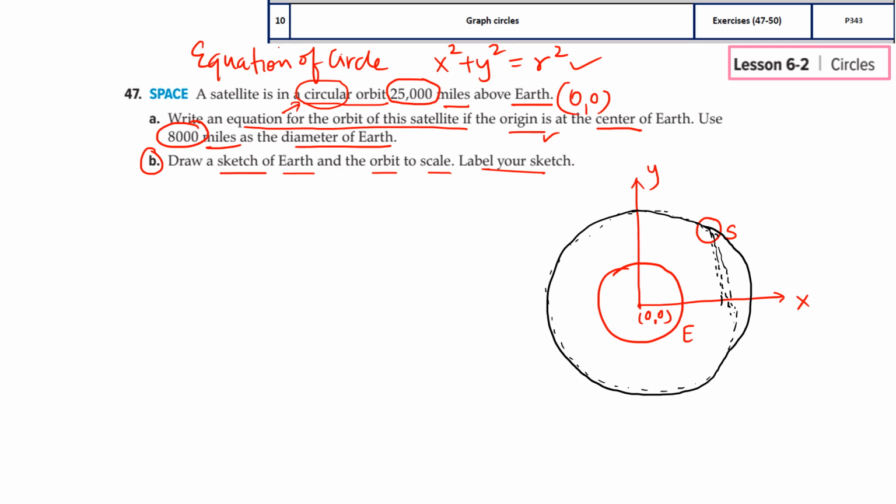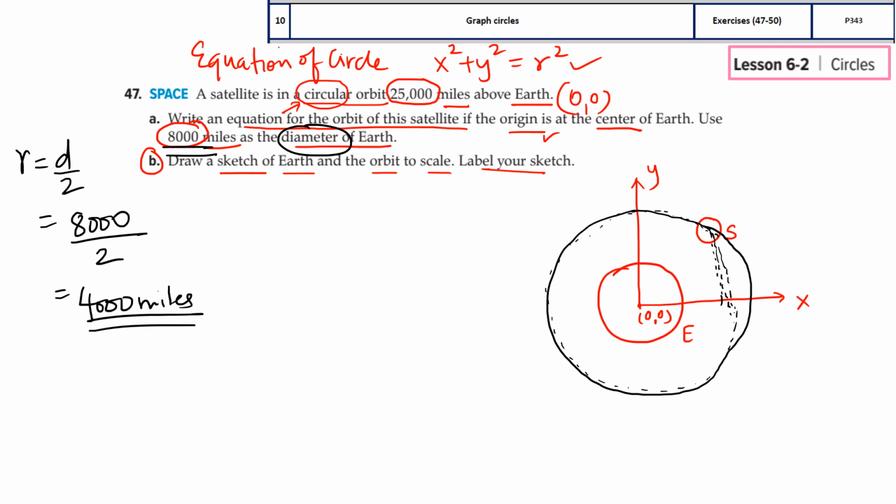Now let's mark the distances. So what is 8,000? This is the diameter of the earth. So you know radius is half of diameter. So 8,000 divided by 2, so 4,000 miles. This is my radius of the earth. So can I say at any point, if I connect the center to any point on the earth, this total distance or this radius is going to be 4,000. Perfect. And now let's mark the other one, 25,000.